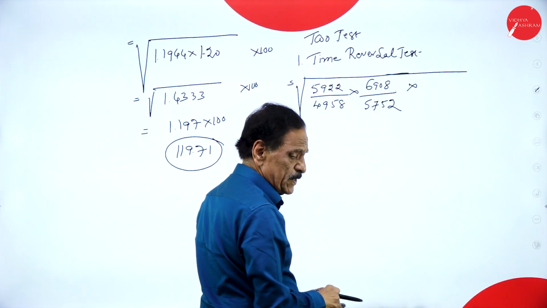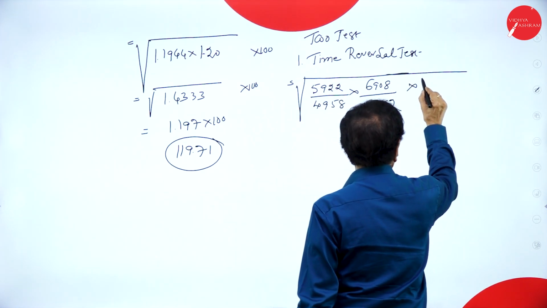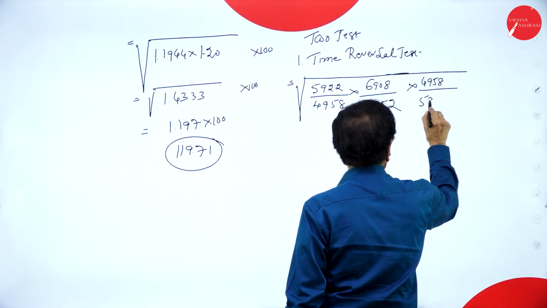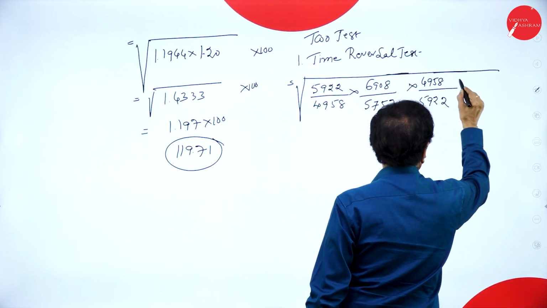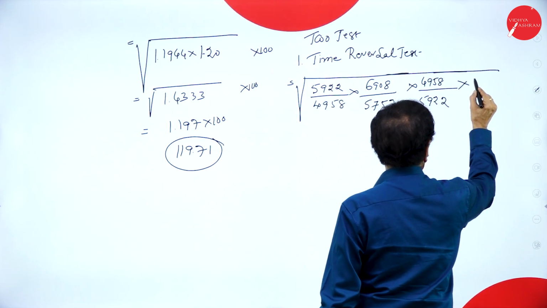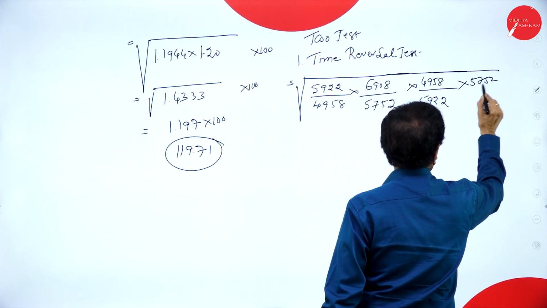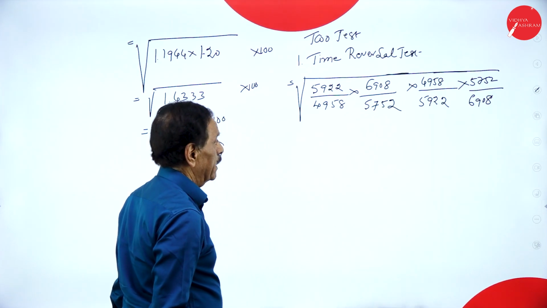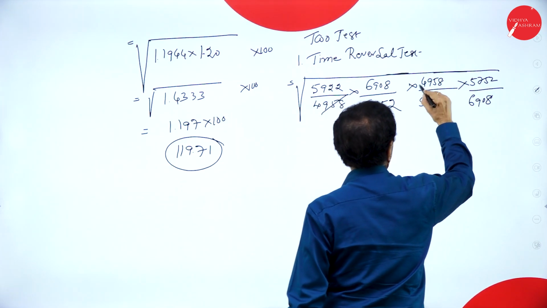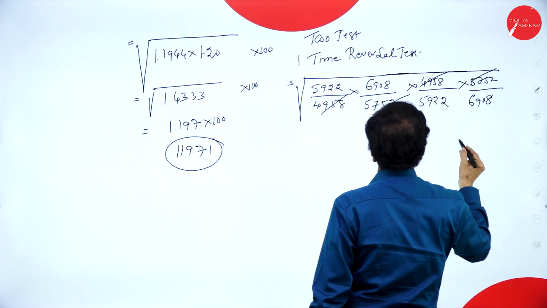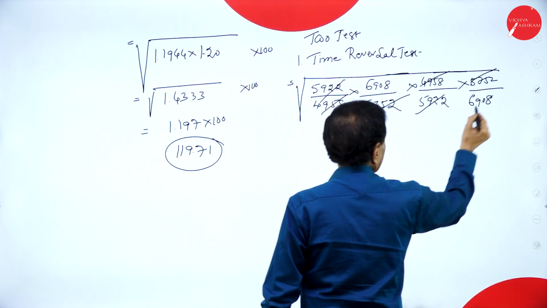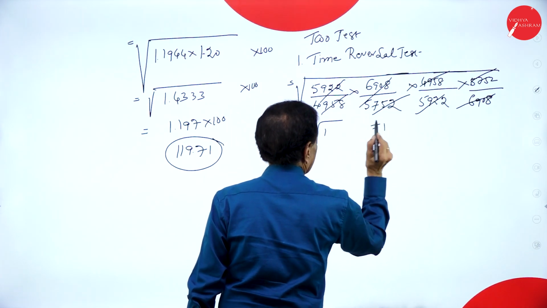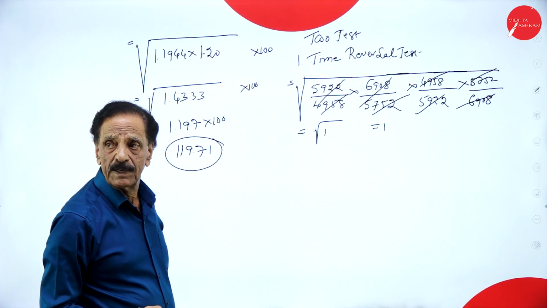Into reverse this: first one, 4958 divided by 5922; reverse the second, 5752 divided by 6908. Cancel now. All cancel. Root 1 is equal to 1. This is your TRT, time reversal test.